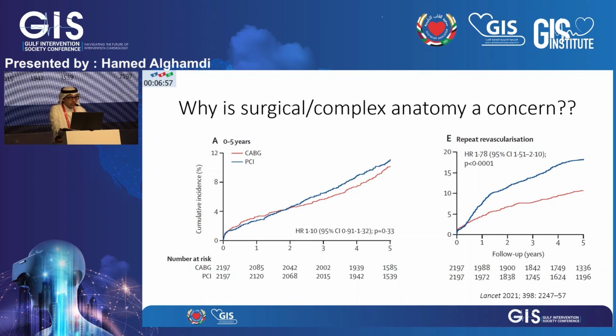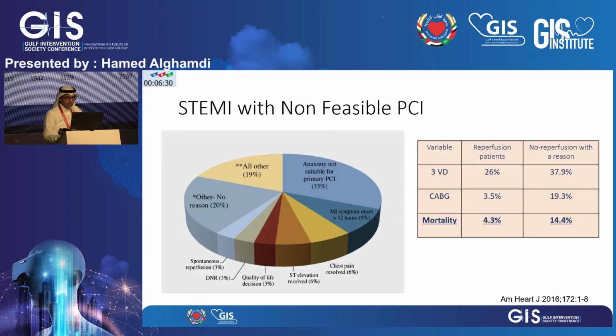meta-analysis that looked at all these major trials, although all-cause mortality became non-significant at 5 years, you can still see that one of the important drivers of outcome is repeat revascularization, and there's a huge difference between complex anatomy and non-complex anatomy. Even those with low or intermediate SYNTAX score still had more repeat revascularization.